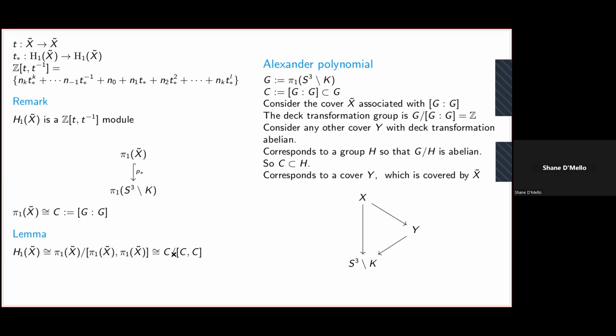So what it means is that your H1 of X tilde is the abelianization of a subgroup which is sitting inside the fundamental group of the knot complement. And so all we have to do is to analyze how T star behaves on this. What is T star in terms of this way of looking at the homology? So let's analyze that.